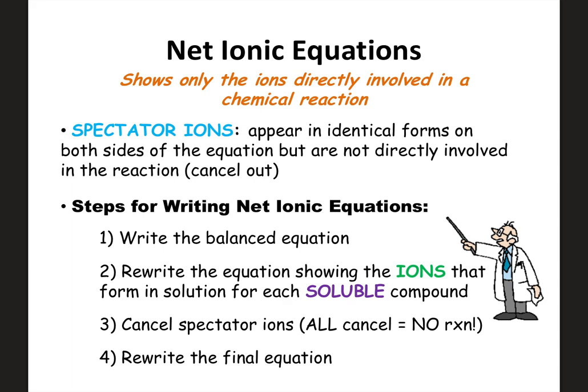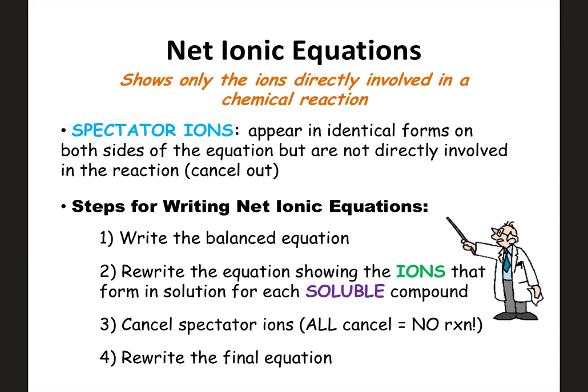So before we do this, there's something called spectator ions that you need to be familiar with. These are ions that would be on both sides of the equation, so they cancel out, because they're the same on both sides. They're not directly involved in the overall reaction, so they cancel out. So when we're doing one of these examples, we'll look at some of these spectator ions.